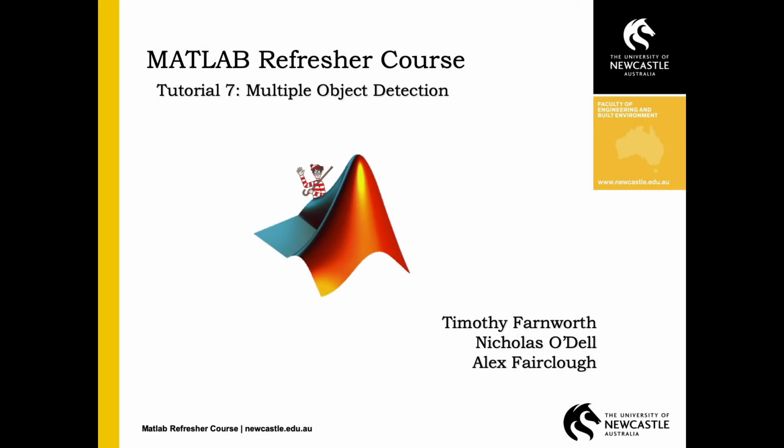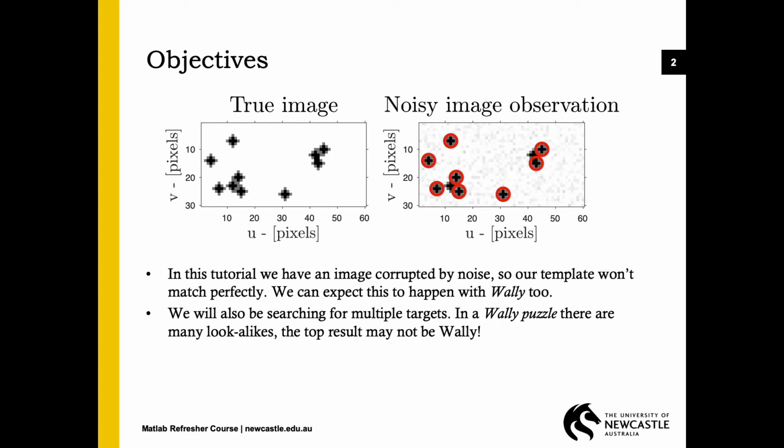In this tutorial, we'll be detecting multiple objects within a noisy image. Once completing this tutorial, we've finished every tool that we need in order to automate Where's Wally. We'll be dealing with an image that's been corrupted by noise, so our template won't match perfectly, and we'll expect this to happen with Where's Wally and in real life with any real problem. We will also be searching for multiple targets.